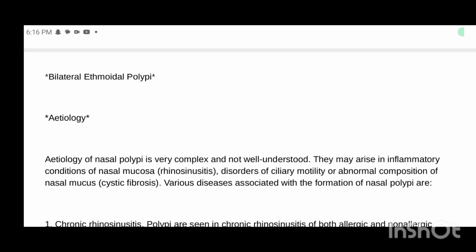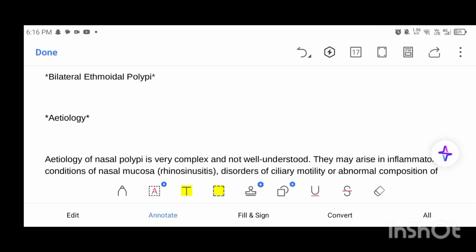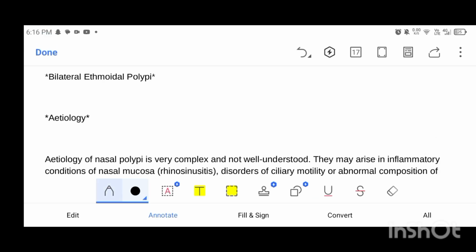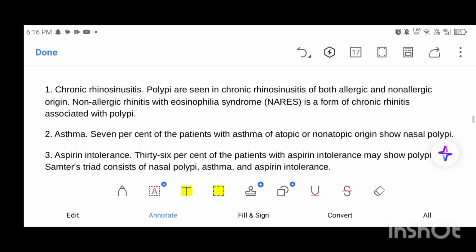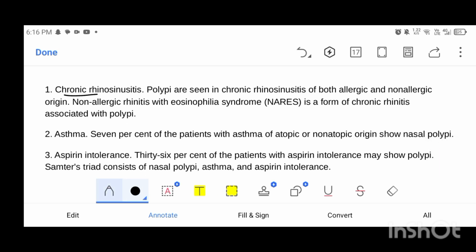Moving towards our next topic, that is bilateral ethmoidal polyp. What is the etiology of the bilateral ethmoidal polyp? The etiology is not well understood, but it arises in certain conditions or diseases such as rhinosinusitis, cystic fibrosis, etc. So here are the conditions listed: chronic rhinosinusitis, asthma, aspirin intolerance. Now here's the important question: what is Samter's triad? Samter's triad basically consists of three things: polyps, asthma, and aspirin intolerance. It is Samter's triad.